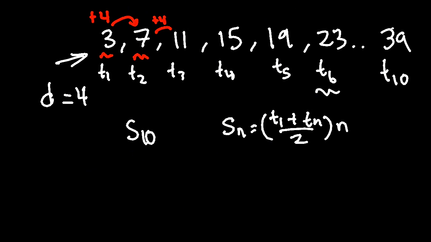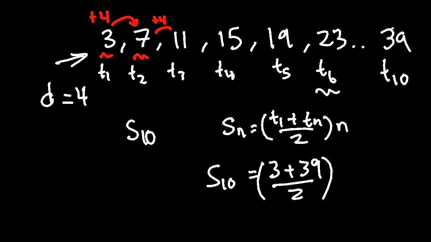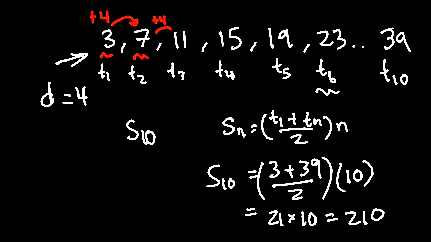So to find S10, we'd get the first term plus the 10th term, which is 39, divide that by 2 and times it by n, which is 10. So 3 plus 39 is 42, divide by 2, 21, times 10 is 210. So that's the sum of the first 10 terms of this sequence.